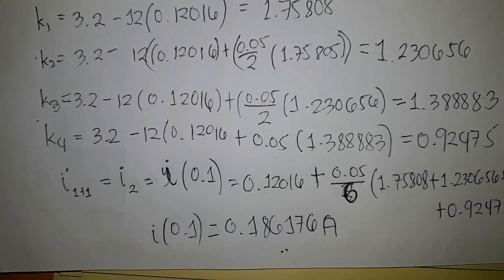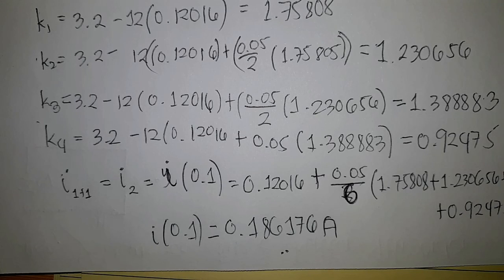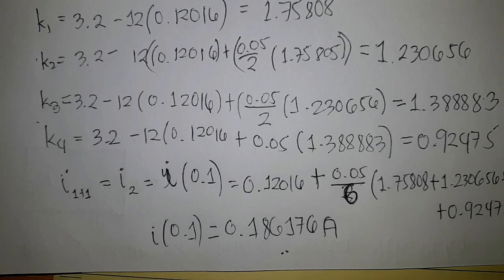So in this problem, the current of the RL circuit in which t is equal to 0.1 is 0.186176 amperes. So that's all for the engineering problem.